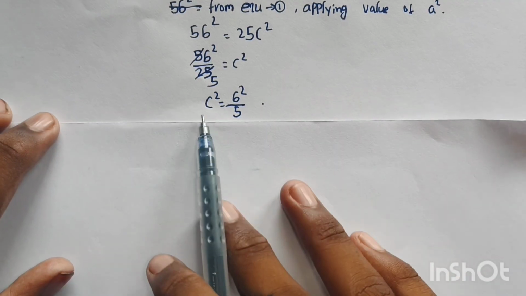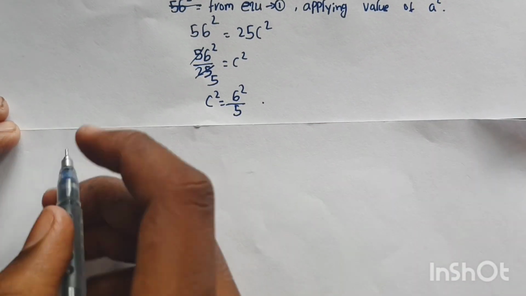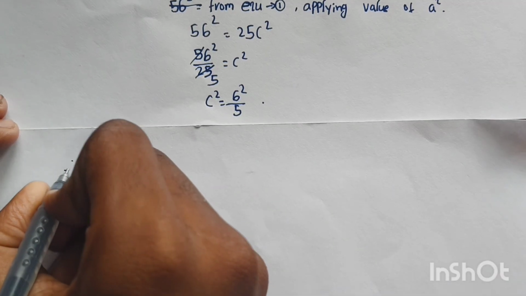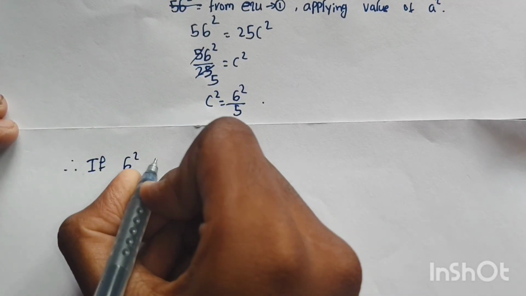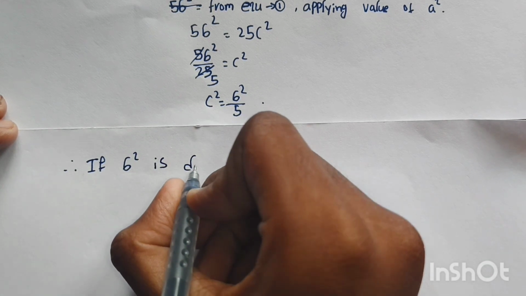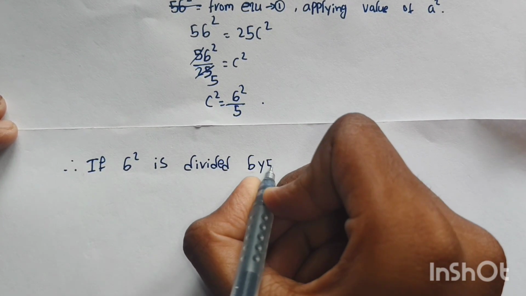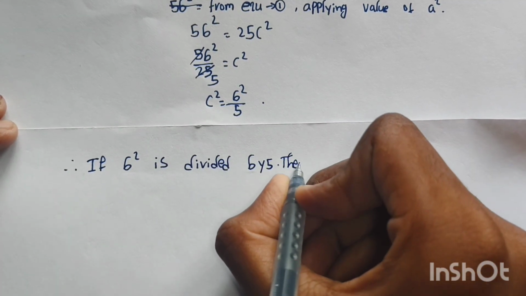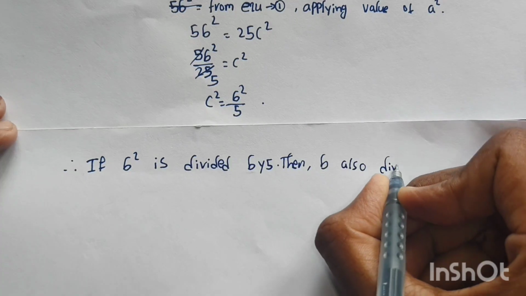What is the value of c square? c square equal to b square by 5. It is like theorem 1.2. So I am writing again. Therefore, if b square is divided by 5, then b is also divided by 5.